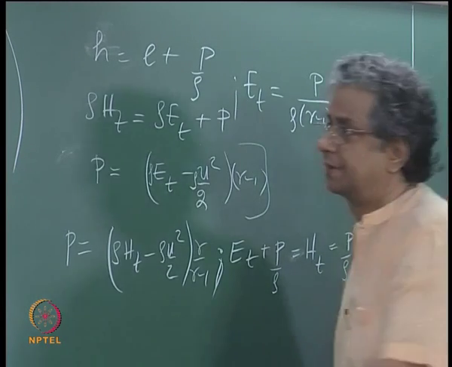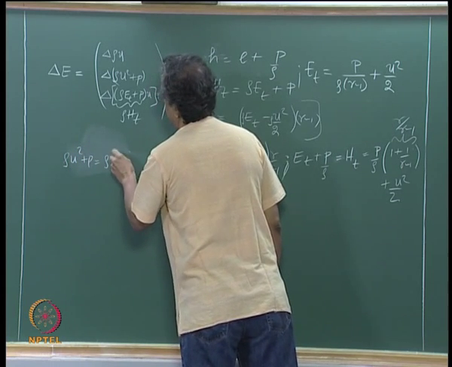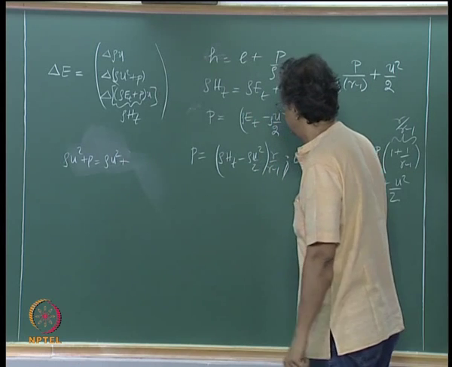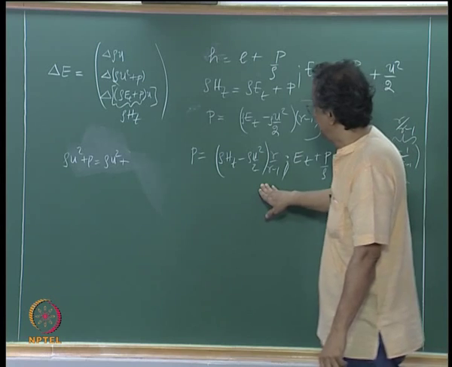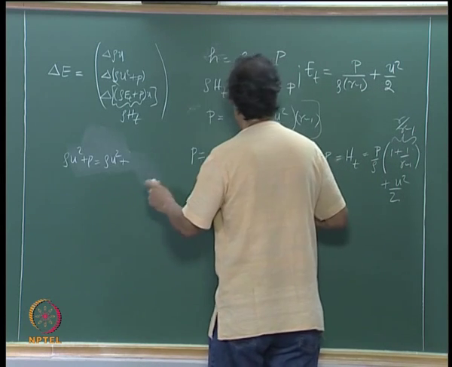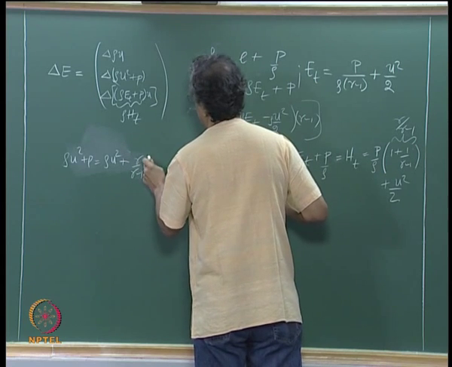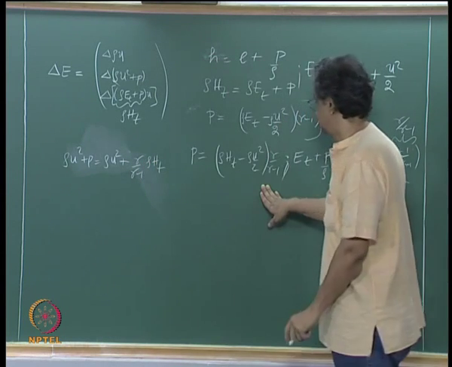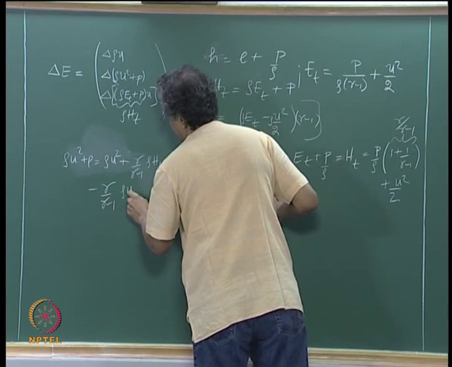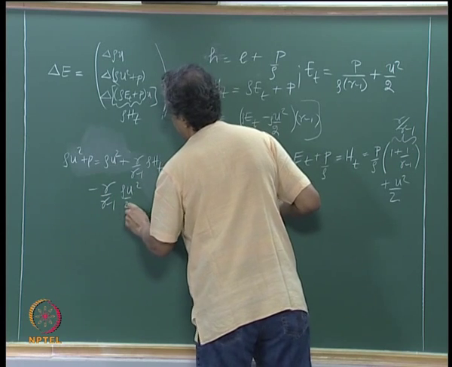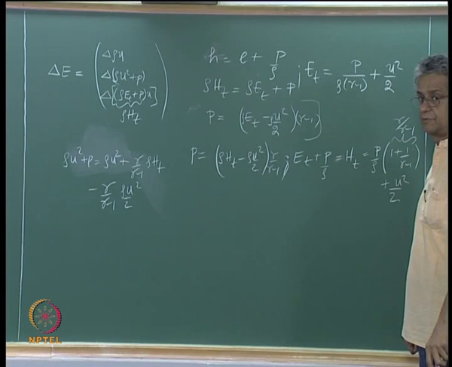Now come back. What is rho u squared plus p? Rho u squared plus all of this stuff. Okay. So that gives me a gamma by gamma minus 1 rho ht minus a gamma by gamma minus 1 rho u squared by 2. Fine.